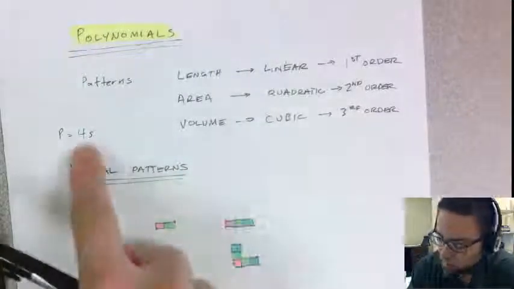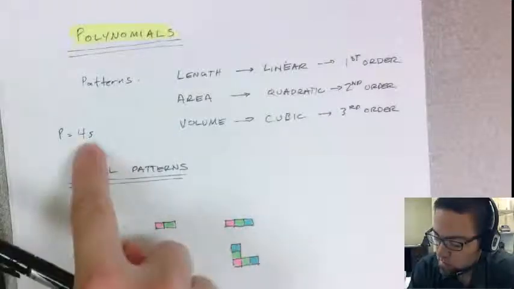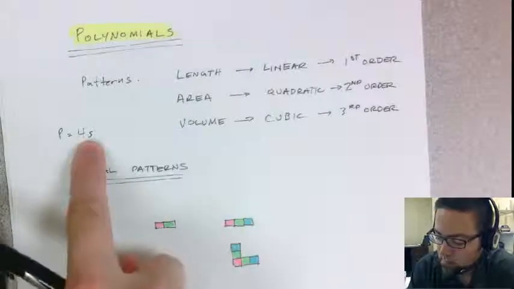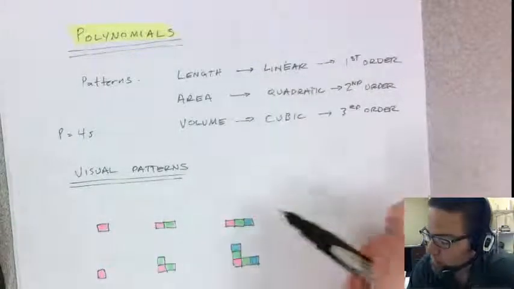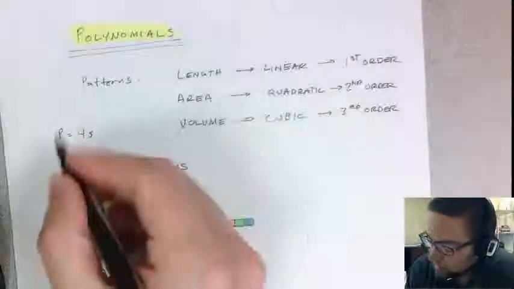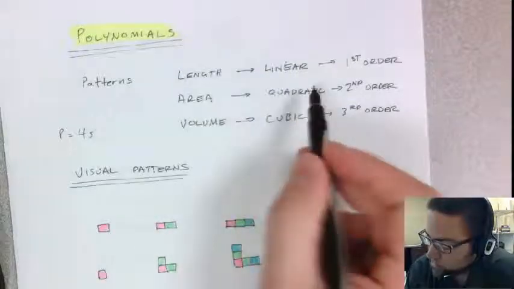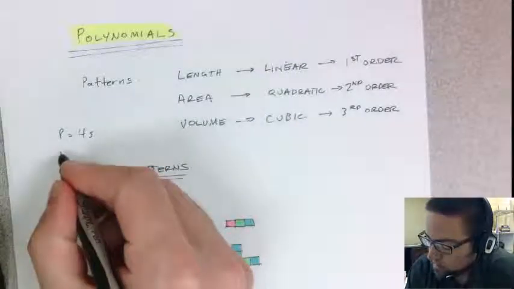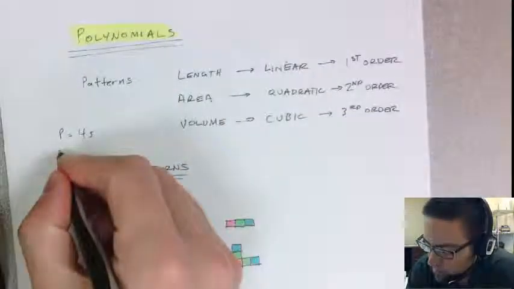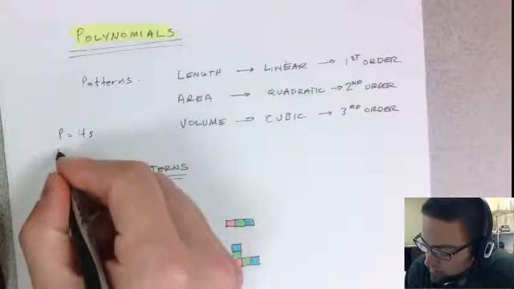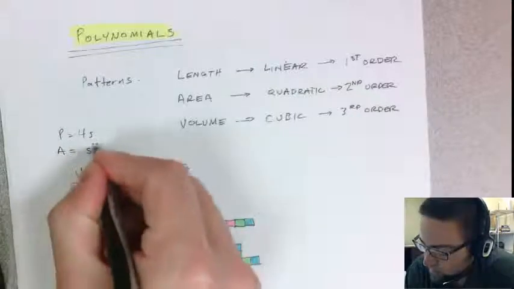So if it's side 1, its perimeter is 4. If side's 2, the perimeter is 8. If side's 3, its perimeter is 12. So it increases by 4 each time. It's called a linear equation. When we look at area, that is called quadratic because you can always break things down into square inches, which are four-sided objects. So an area of a square is s squared.